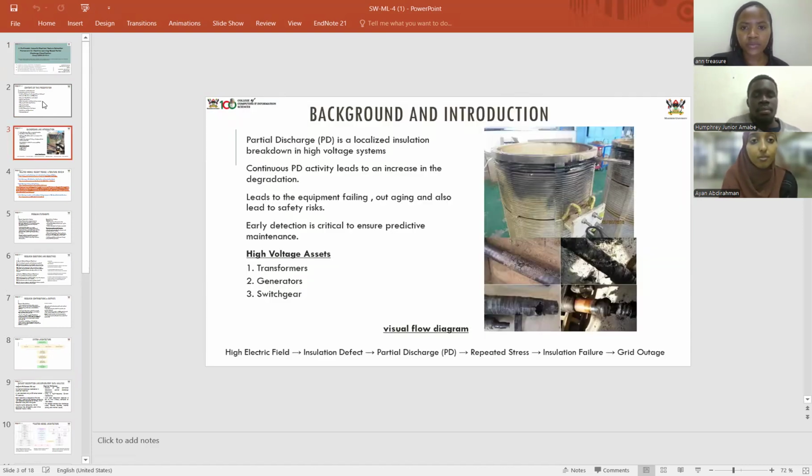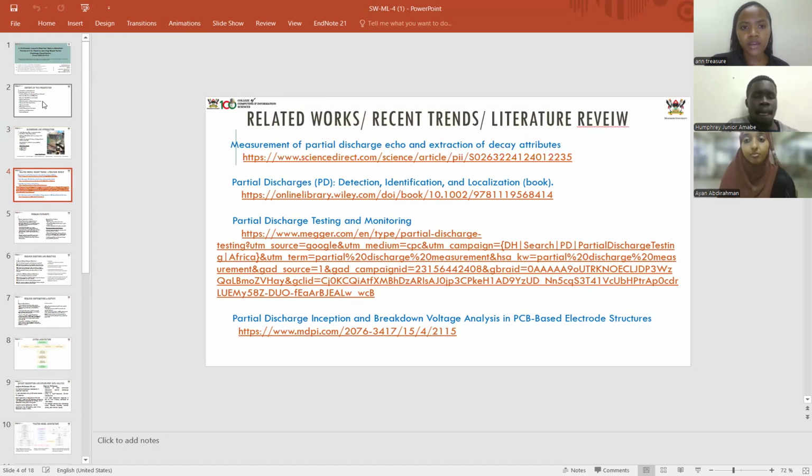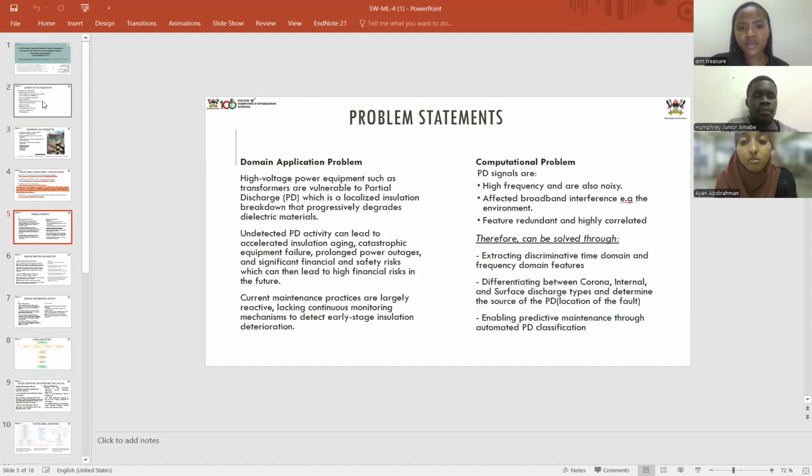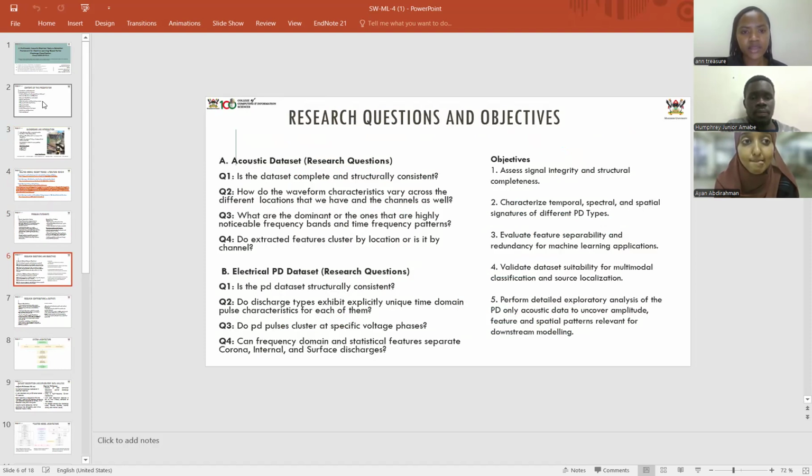So we're going to briefly introduce partial discharge. Partial discharge is an insulation fault that occurs whereby a spark occurs in the insulation leading to degradation and can lead to fires. Usually occurs in high voltage equipment. So our problem statement, we aim to detect partial discharge, especially in high voltage equipment, and also reduce the maintenance time and enable predictive maintenance.